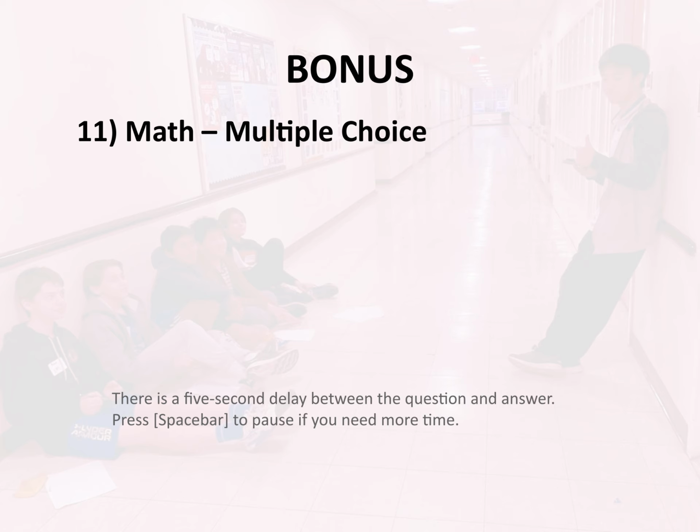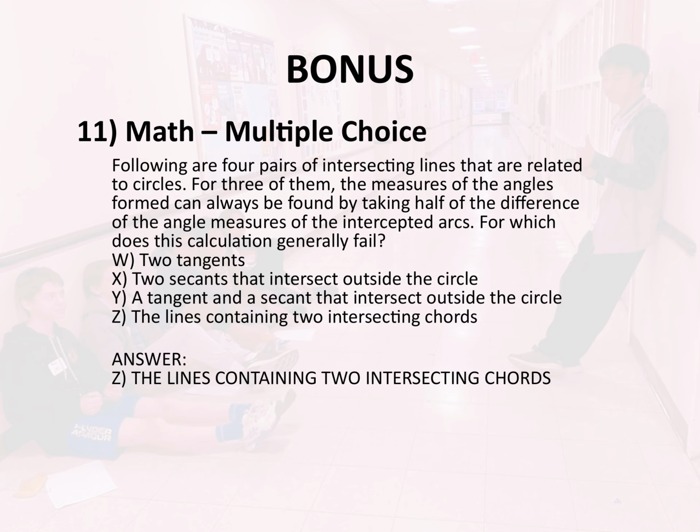W. 2 tangents. X. 2 secants that intersect outside the circle. Y. A tangent and a secant that intersect outside the circle. Z. The lines containing 2 intersecting chords. Answer. Z. The lines containing 2 intersecting chords.